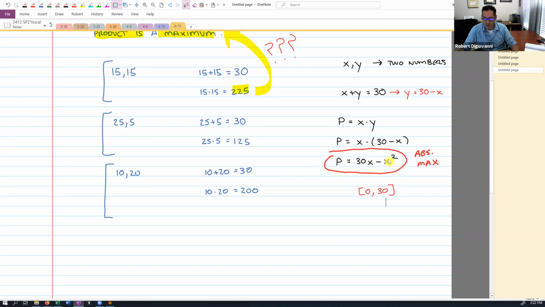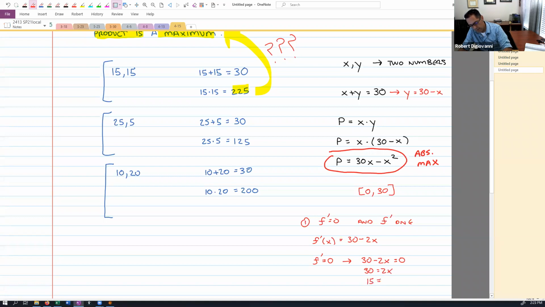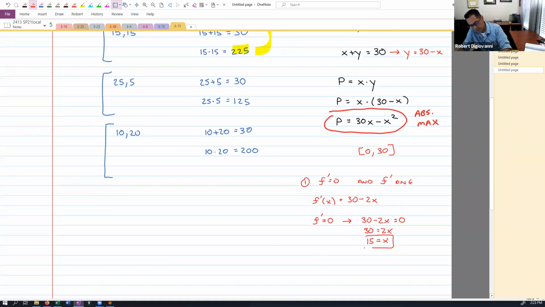So I've got a continuous function on a closed interval. And so the first thing I'm going to do is figure out where the derivative is 0, and where the derivative does not exist. The derivative of this is a very quick derivative, 30 minus 2x. If I set it equal to 0, I get 30 minus 2x equals 0. Move the 2x over, divide by 2, I get 15. Interesting. That's a critical number.